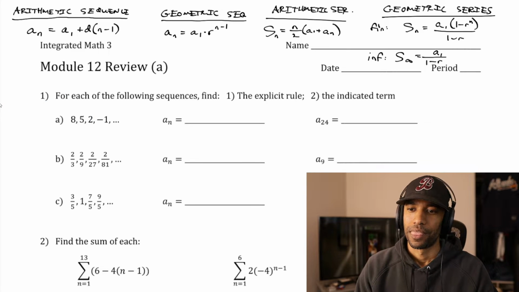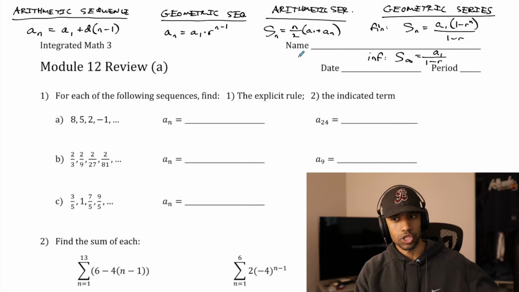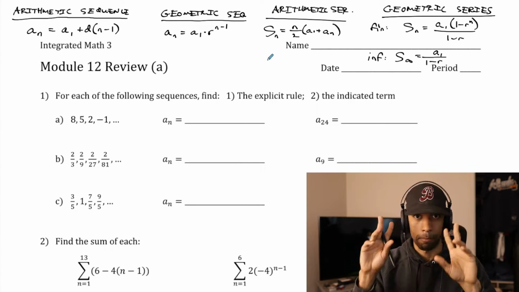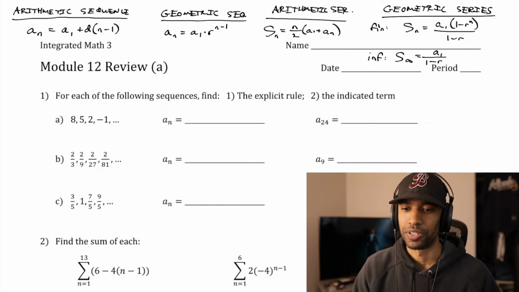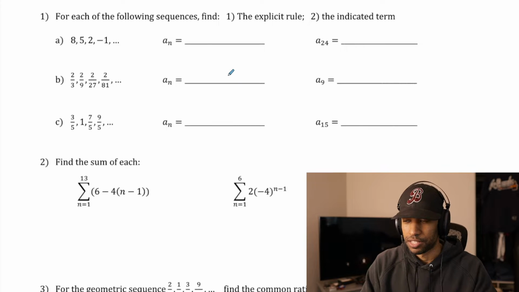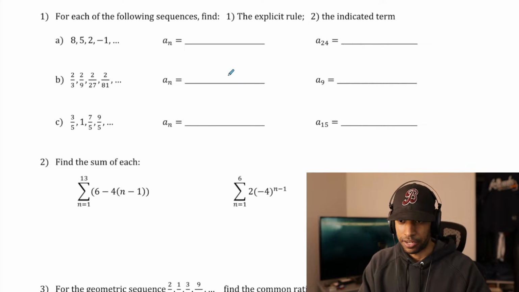Okay, here we go. Those are formulas. They will not appear on screen with me. Have them written down, have them accessed, go back to the other videos, memorize them, whatever you want to do. Let's go to work. Number 1. For each of the following sequences, let's find the explicit rule and the indicated term.